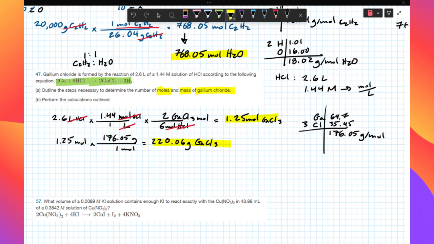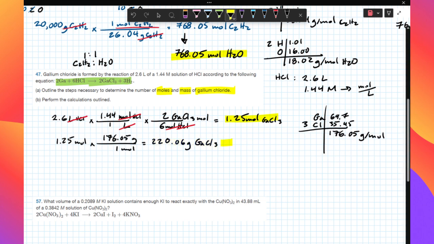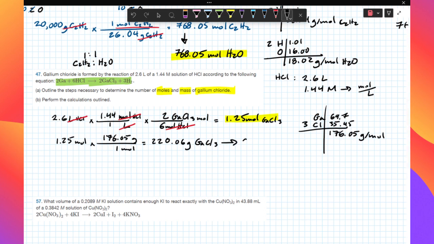Checking my answer. I left too many significant figures on there. So a more precise answer would be 2.2 times 10 to the 2 grams of gallium chloride. Cool.